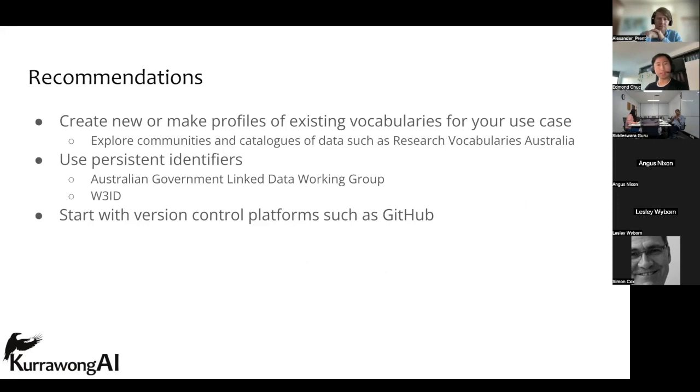Use persistent identifiers for everything. If you haven't engaged with the Australian Government Linked Data Working Group yet, I encourage you to do so. You might meet other people within your community that are trying to do the same thing. The working group also has a service where you can register for persistent identifiers for your work. And more generally, you can also use another service called W3ID. And just get started.